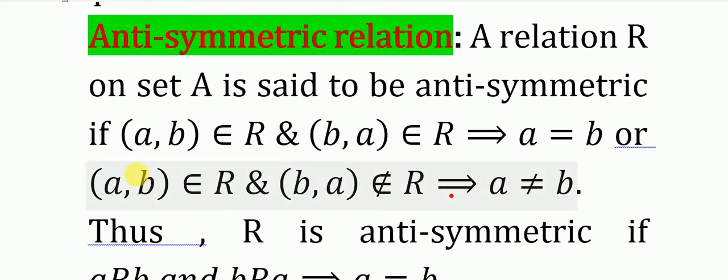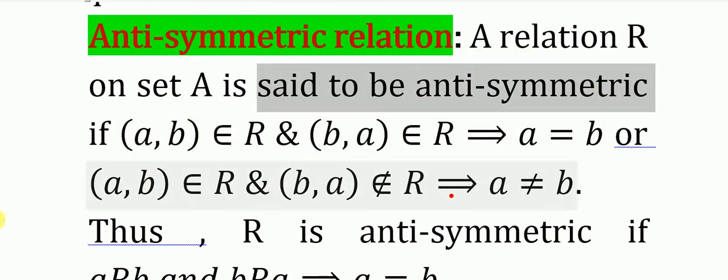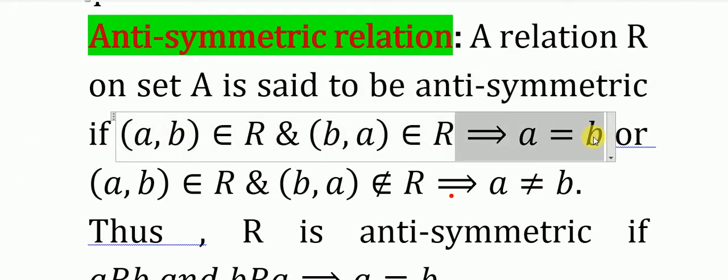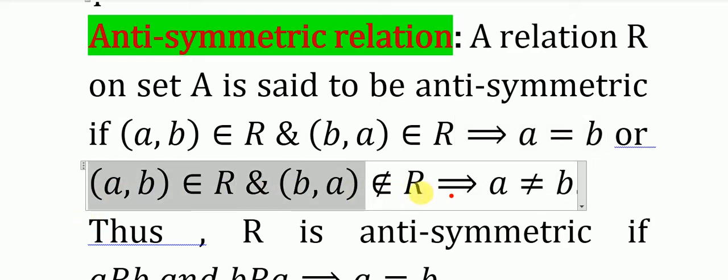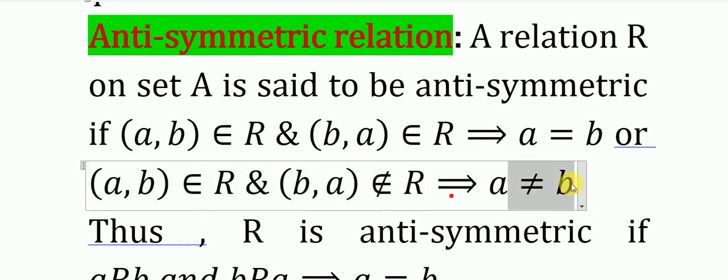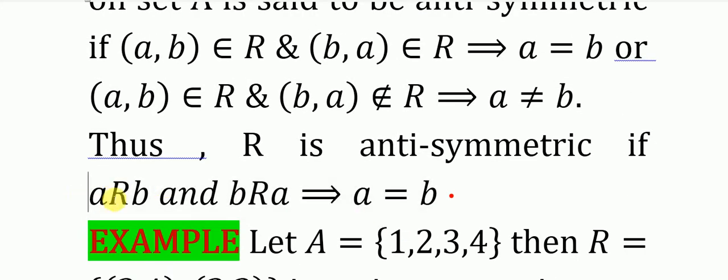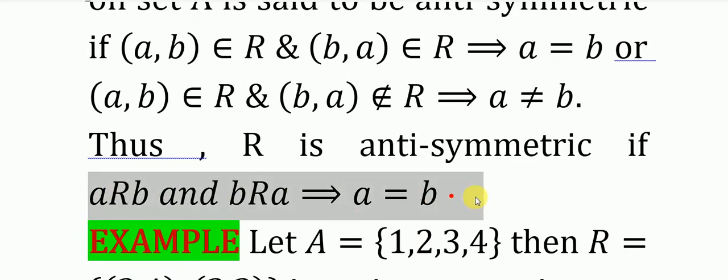Now antisymmetric relation. A relation R on the set A is said to be antisymmetric if (a, b) belongs to R and (b, a) belongs to R implies a is equal to b. Or we can also say (a, b) belongs to R and a is not equal to b implies (b, a) does not belong to R. That is, R is antisymmetric if a related to b and b related to a implies a is equal to b only. Then such a relation is called an antisymmetric relation.